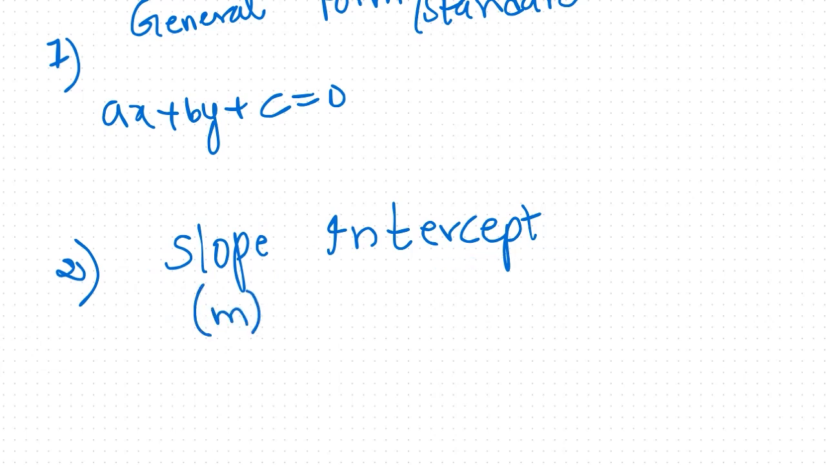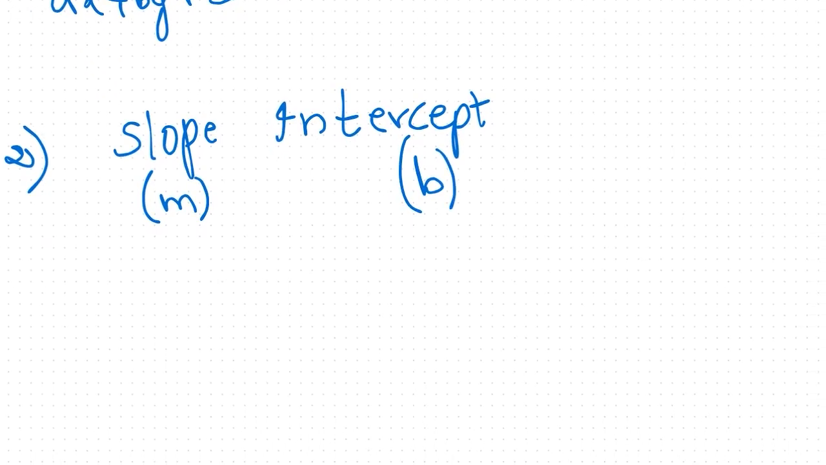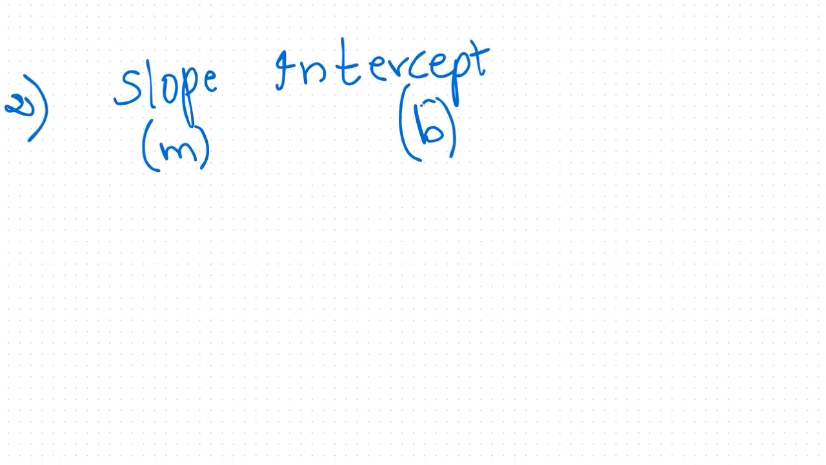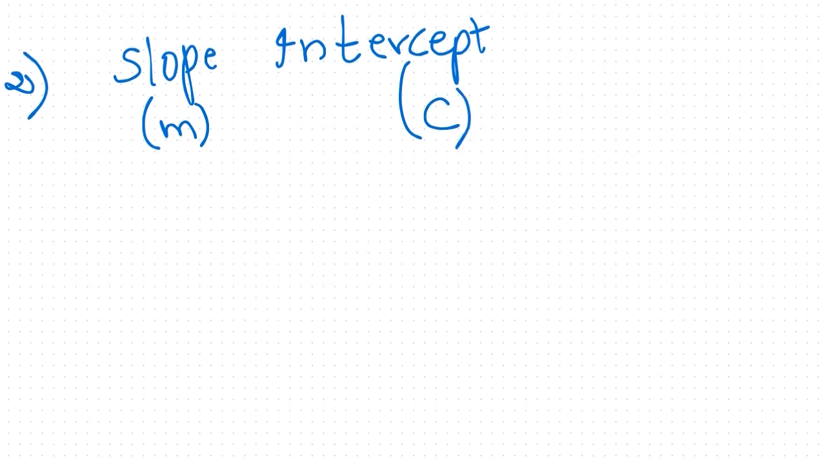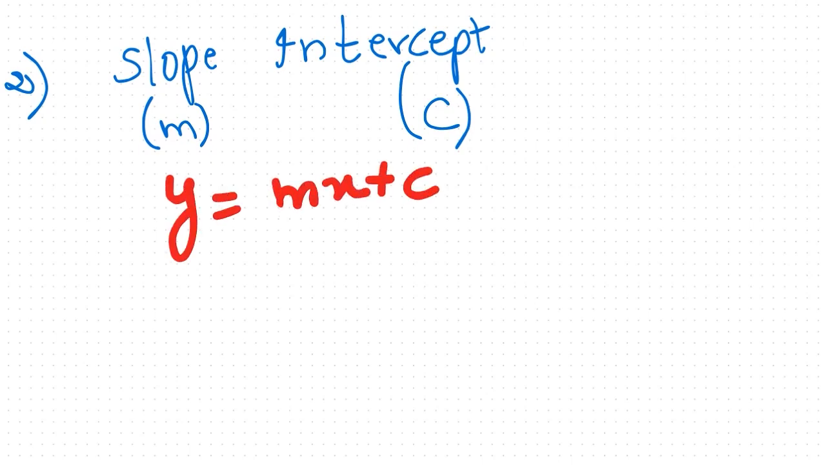So slope m, and let's say b. C or b, what do you use? Intercept is c. Okay. In the USA they use b, but anyways. So y is equal to mx plus c.